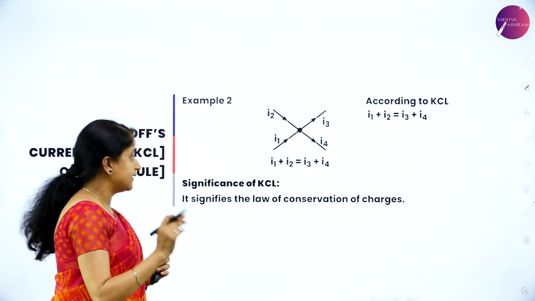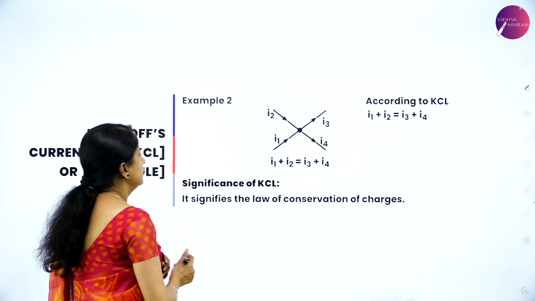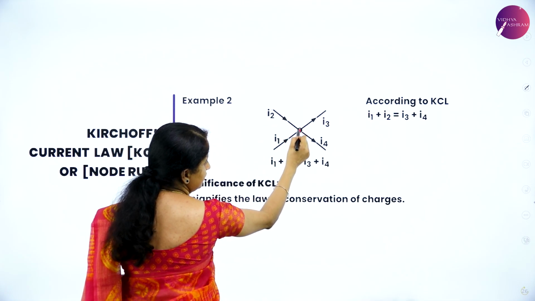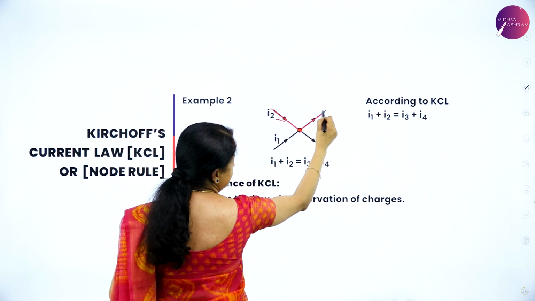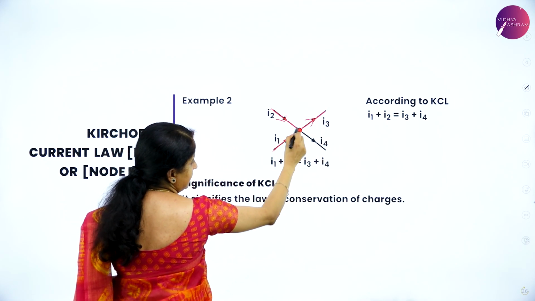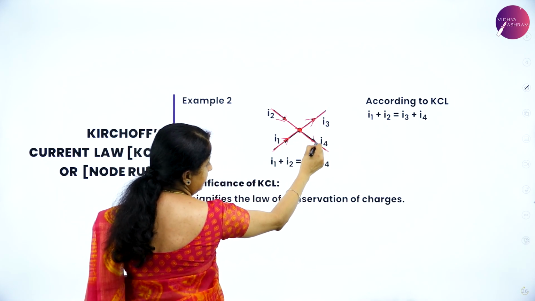Let us go through another example to understand this better. So here you can observe this is a node or a junction. I2 is the current entering the node, I3 is the current leaving the node, I1 is the current entering and I4 is the current leaving.